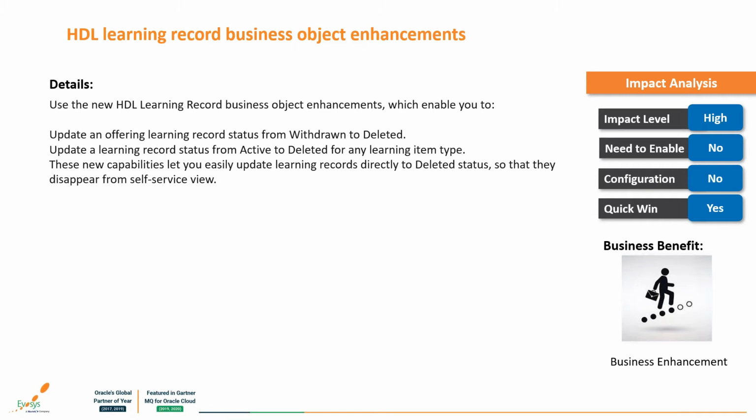So for example, when an admin or manager assigns a course and then a learner selects an offering for that course, then updating the offering records to deleted status using HDL would update the course assignment record also to deleted status. So this will save your time and is an enhancement for your business. This new capability lets you easily update the learning records directly to deleted status so that they disappear from the self-service view.